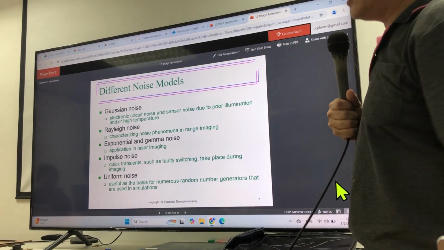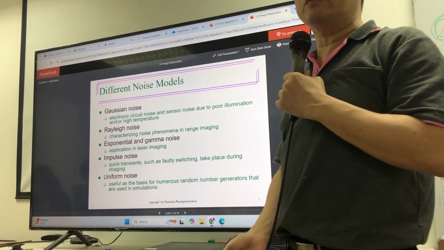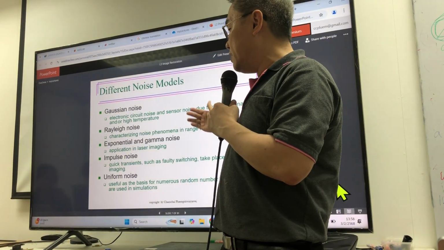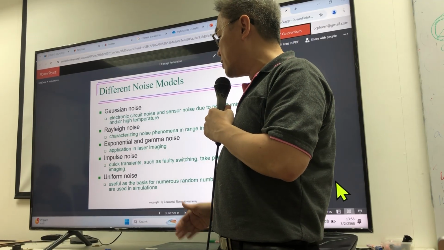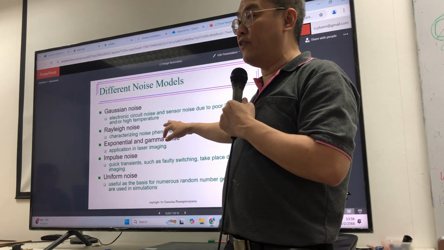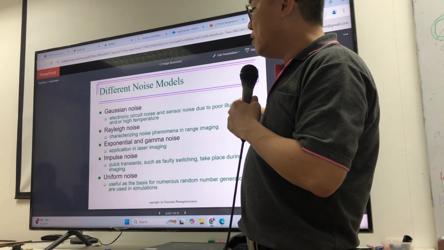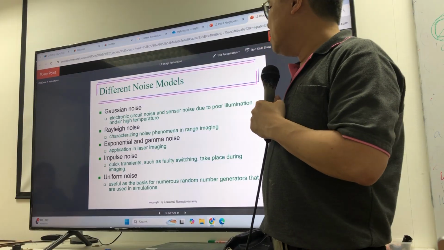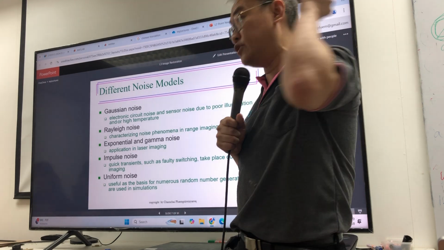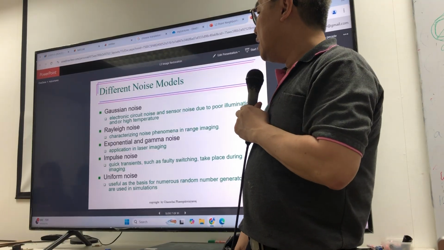Here are different kinds of noise. If you have learned probability and statistics, you will know that noise is just random, and there are many kinds of randomness. It could be Gaussian, Rayleigh, exponential, impulsive, or uniform. Gaussian noise happens most often. It could come from electric circuits, the sensor, poor illumination, or high temperature. Rayleigh noise usually happens with range imaging like SAR, synthetic aperture radar, or ultrasound.